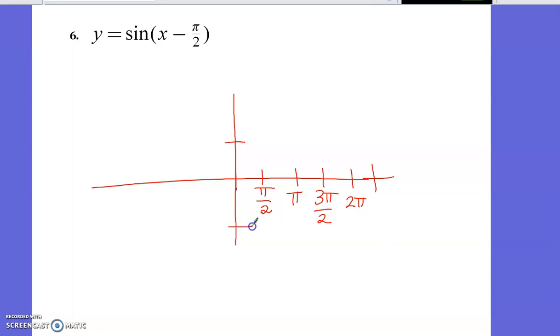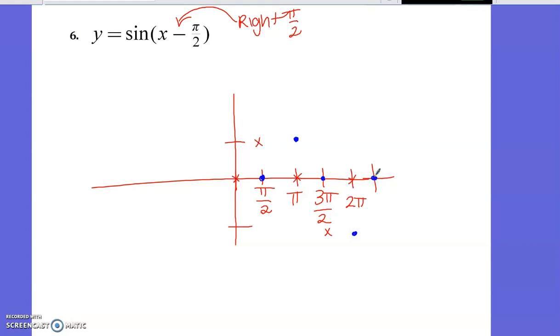Okay, so sine starts in the middle and then goes up, middle, bottom, middle. So this is shifting it to the right, pi over 2. So here's the parent function for sine. If I take this point and I shift it to the right, pi over 2, it lands right there. This point, I shift, it lands right there. That point lands right there. This point lands right there. And this point lands right there.